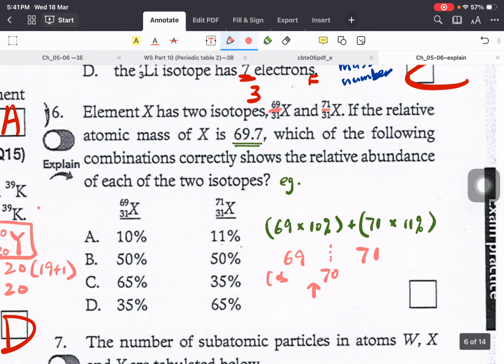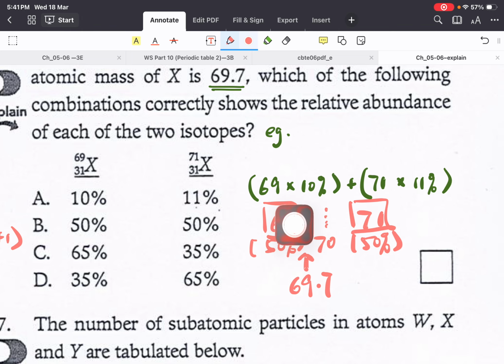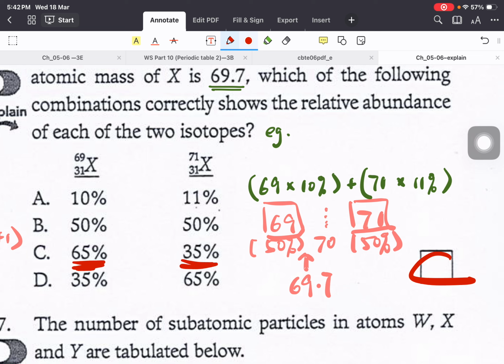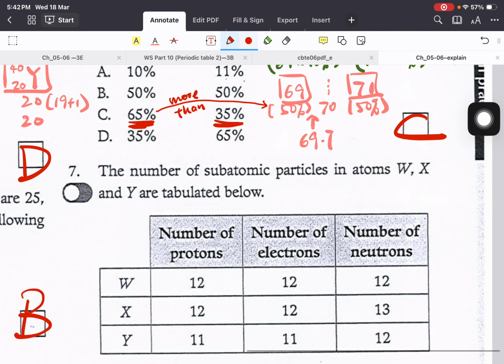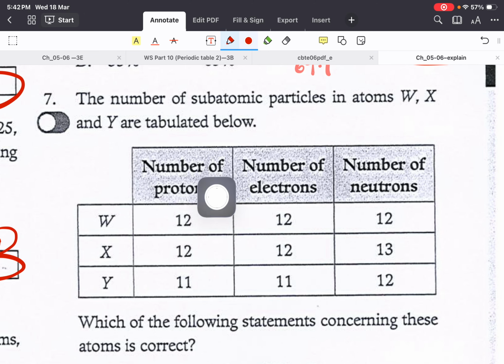So if 50% for this one and 50% for this one, then the answer would be the middle number 70. But now it is 69.7, so it leans towards 69, because the number is closer to 69. If there were more 71, it would be closer to 71 and exceed 70. But now it's smaller than 70, close to 69. Therefore, it must be more than 50% for 69. So the only answer should be C, 65% and 35%. 65% is clearly more than 50%, so the number is closer to 69. Okay, so a simple trick to find out the answer. If you don't understand, ask me.